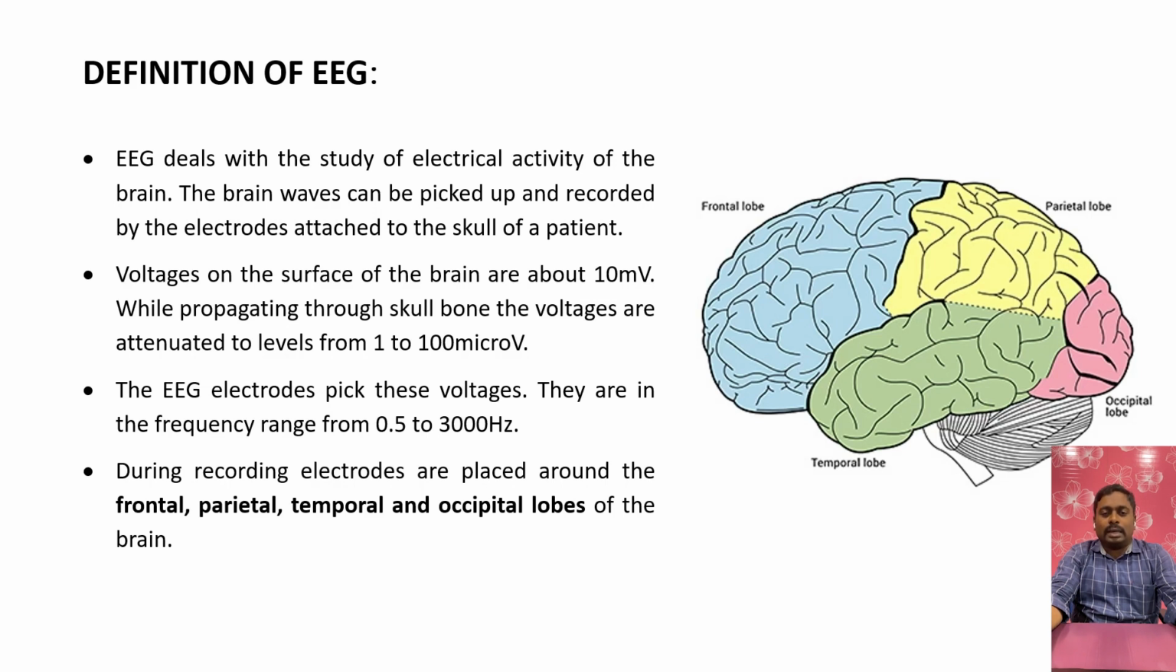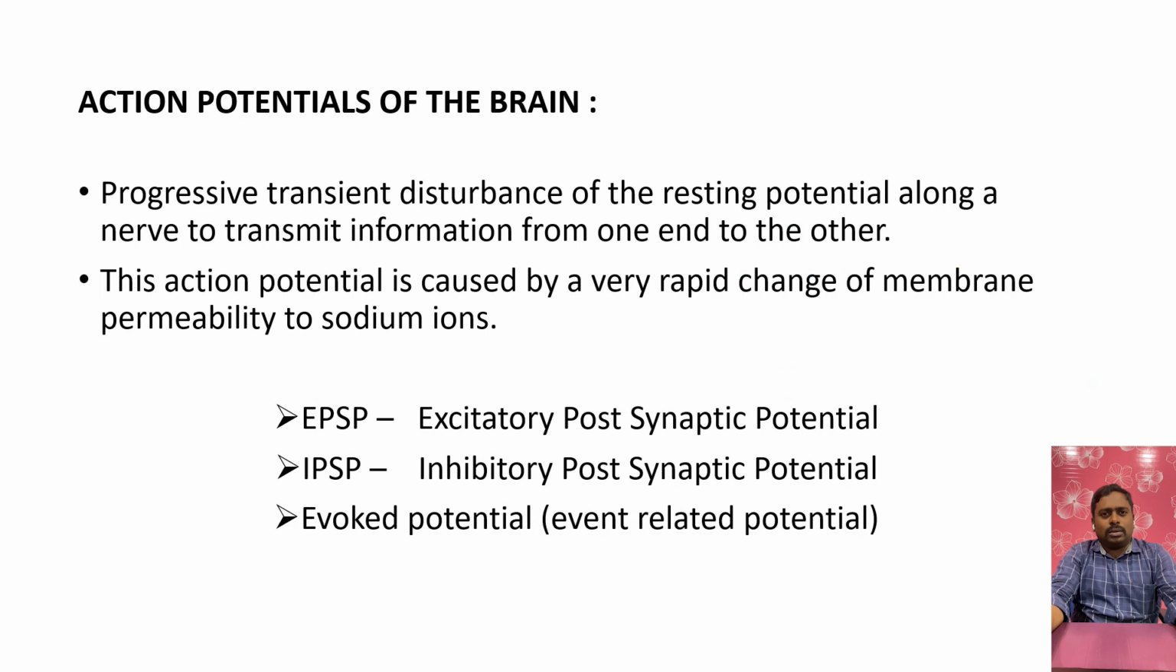During recording, electrodes are placed around the frontal lobe, parietal lobe, temporal lobe, and occipital lobe of the brain. Action potential of the brain: a progressive transient disturbance of the resting potential along a nerve to transmit information from one end to the other. The action potential is caused by a very rapid change of membrane permeability to sodium ions.